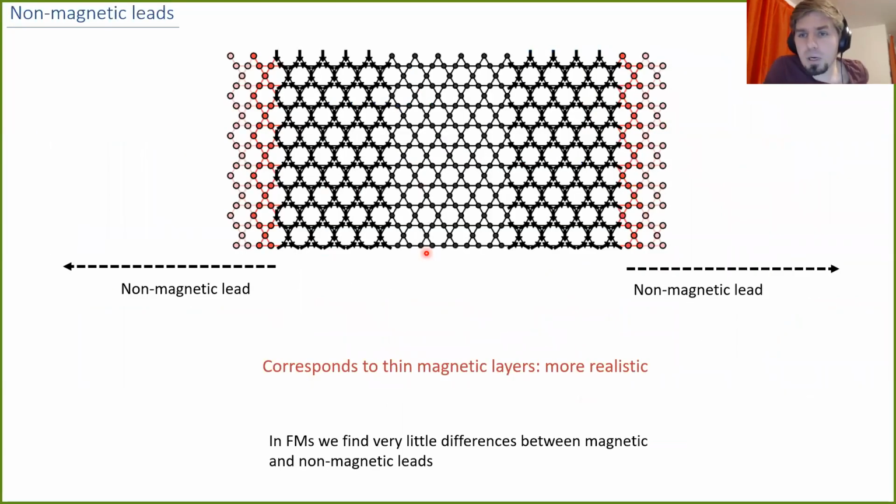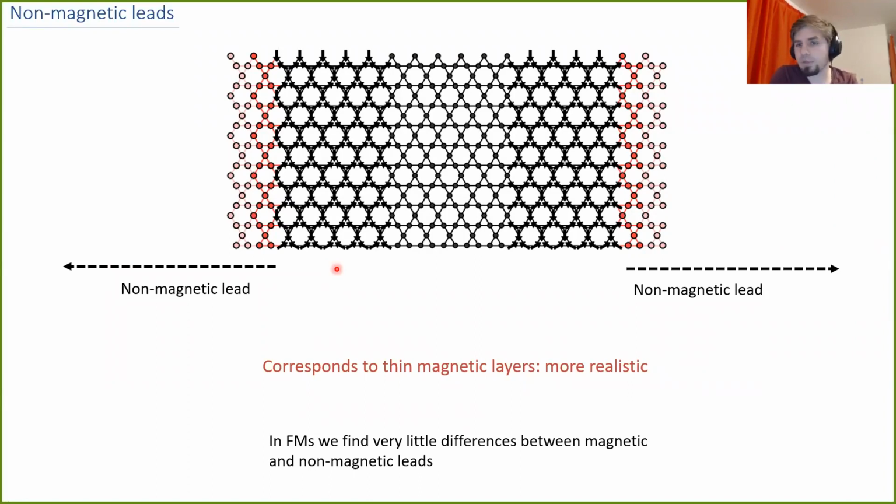Just very quickly before I finish, I will show the last few slides. In everything I've shown, we have used leads that are magnetic, or have the same magnetic order as these regions. So this means we actually have semi-infinite magnetic regions, corresponding physically to very thick magnetic layers, which we use mainly because it's the simplest case. It's not very realistic, of course, because normally you would have very thin layers.